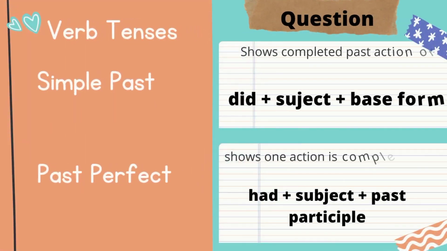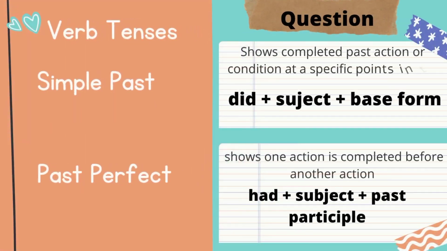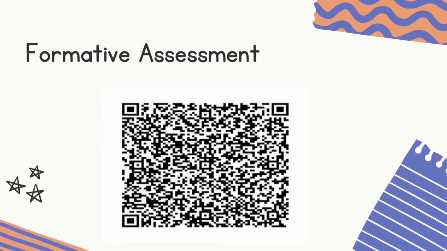For interrogative sentences or questions, use the formula did plus subject plus base form of the verb for simple past tense, and had plus subject plus past participle of the verb for past perfect tense.